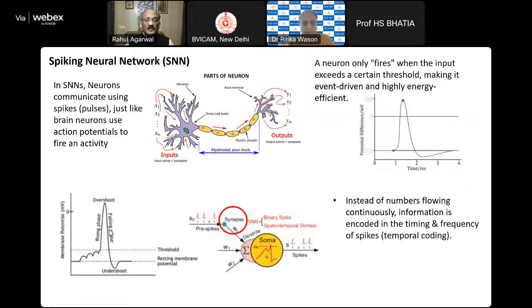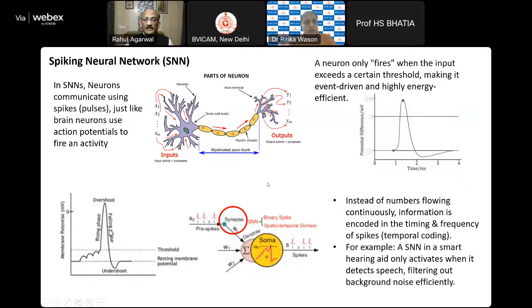Another aspect is that in traditional computing, we pass on numbers and multiply them. But in neuromorphic computing, numbers are not used. Rather, the coding is done in terms of timing and frequency of the spikes, which is also known as temporal coding. If you know about Morse code, it is something like that: the information is passed on in terms of timing of spikes and the frequency of the spikes. For example, an SNN in a smart hearing aid only activates when it detects speech, filtering out background noise efficiently.